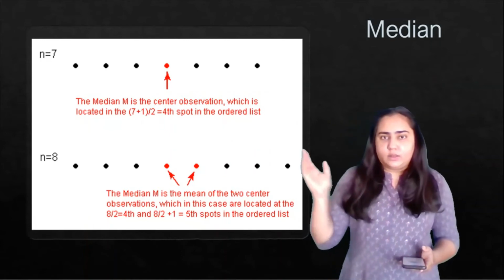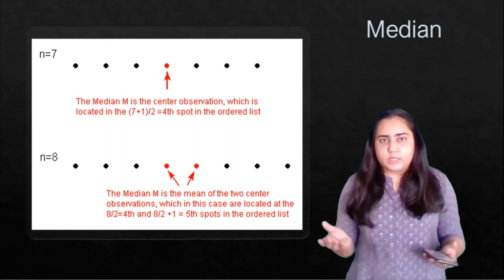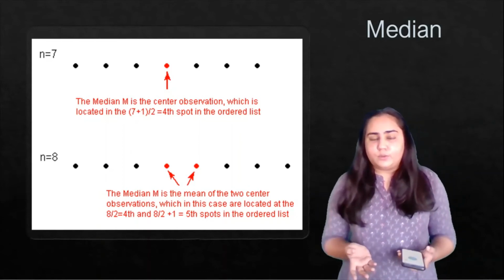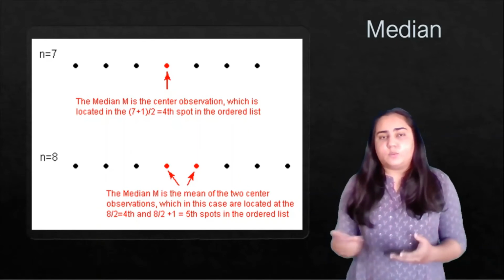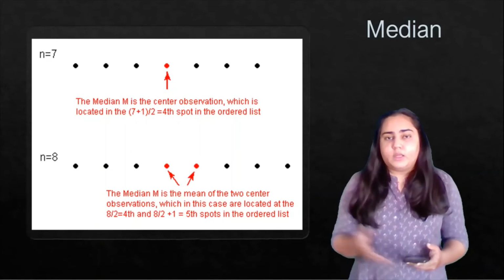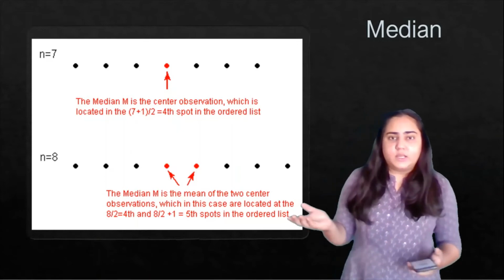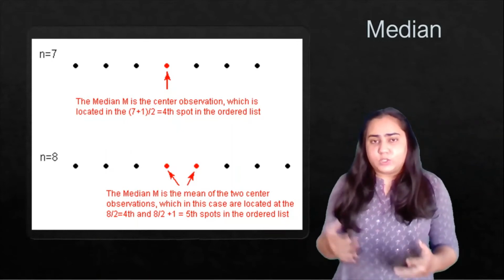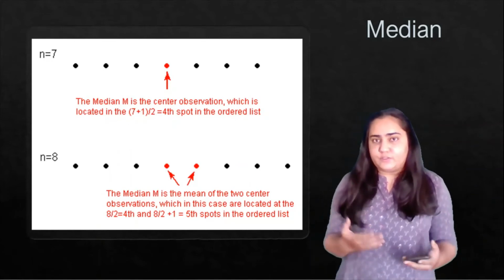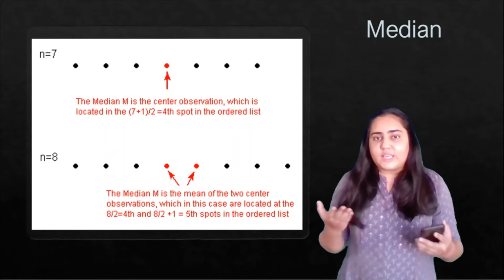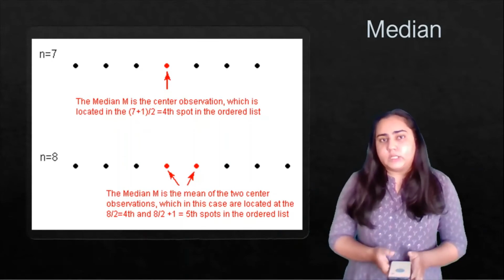You can see in the first example, n is equal to 7. So the median is the fourth value, because you just have to do 7 plus 1 divided by 2, which gives you 4. In the next one, n is 8, which is an even number. So in this case, you will do n by 2, which gives you 4, and then n by 2 plus 1, which gives you 5. So you will take the average of the fourth and the fifth observations in order to get the median here.